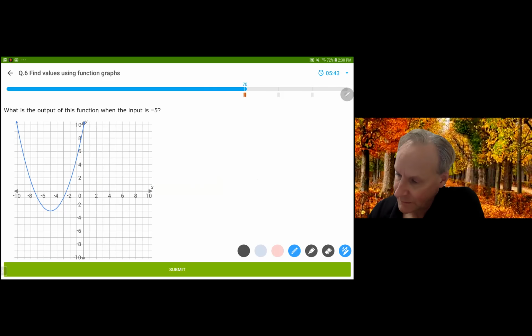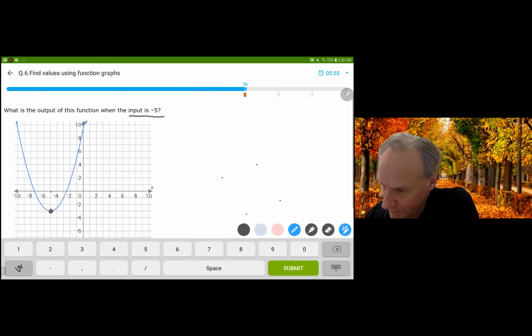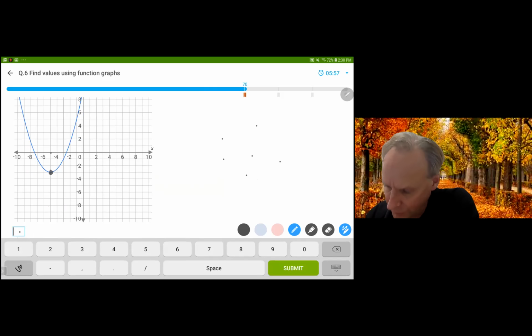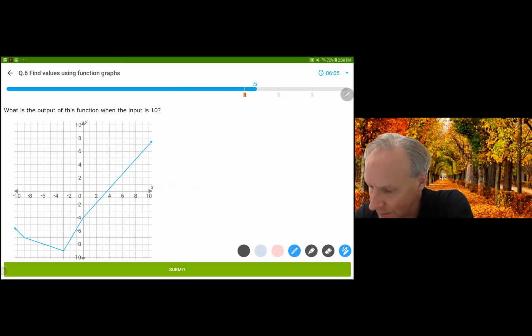The input, that's the x value, is -5. And we are here at this vertex, which is at y equals -3. Let's make sure. Output, yeah. The output is -3 because that's the y value. Remember, input is x, output is y.